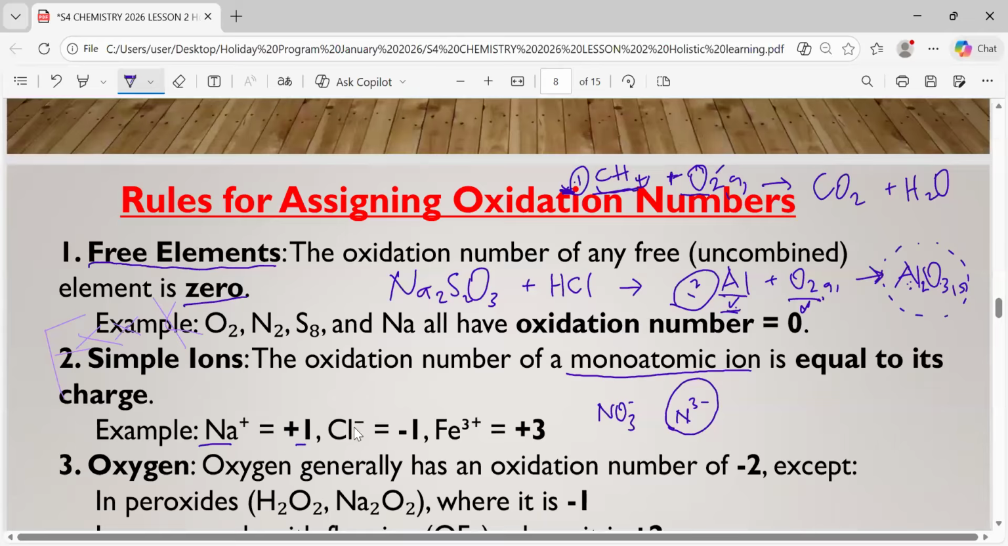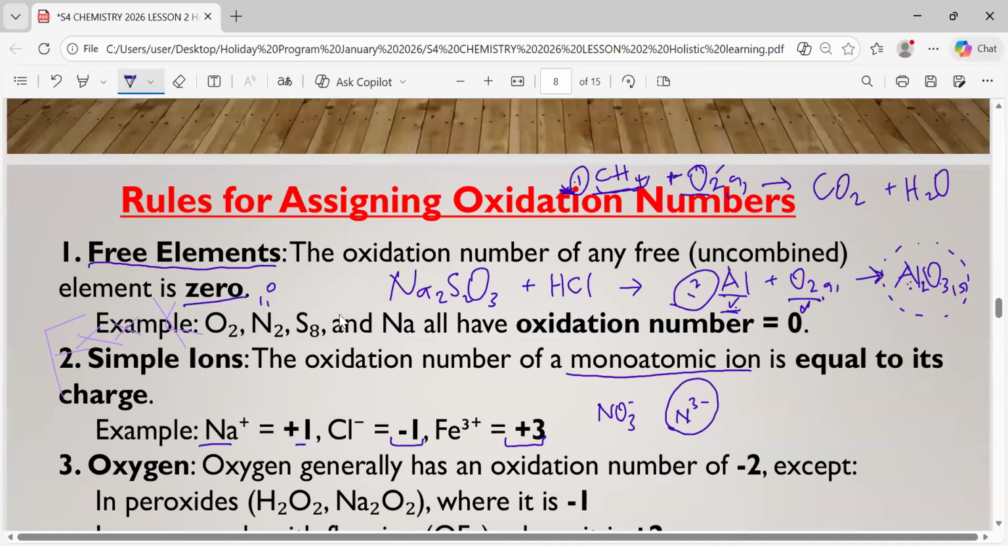If we have chlorine with a negative charge, then its oxidation number becomes -1. For iron with 3 plus, its oxidation number becomes +3. Then for these ones which are free elements, we say that their oxidation numbers become 0. Are you seeing that?